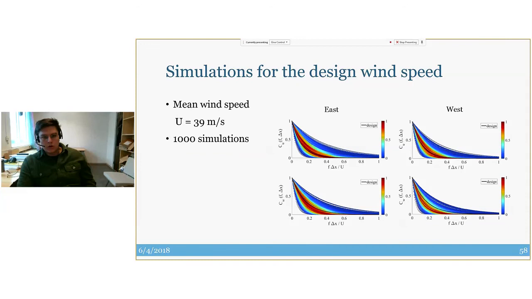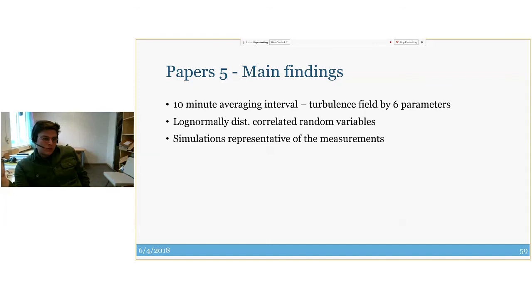And to summarize this paper, we can say that for a 10-minute averaging interval, the turbulence field can be represented well by just six simple parameters. This is for the Hardanger bridge, of course. And we represented these as log-normal distributed correlated random variables, and we conducted simulations, and these were representative of the measurements. So in conclusion, I have a set of conclusions.